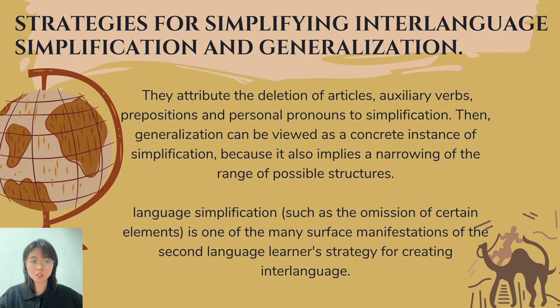Selinker characterizes the errors made by English-native French learners as language transfer, overgeneralization, and simplification. According to them, using one form for all tenses is an example of simplification. Language learners therefore rely on their first language and words they know from the target language to simplify learning and communication tasks. Thus, language simplification, such as the omission of certain elements, is one of the many surface manifestations of the second language learners' strategies for creating interlanguage.